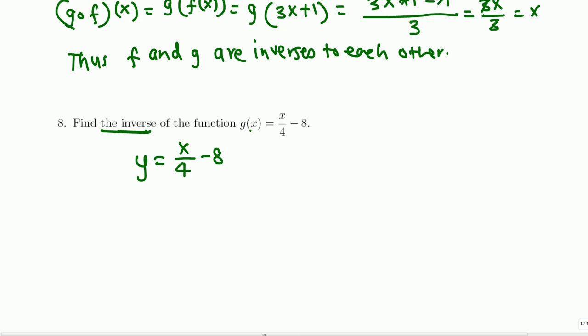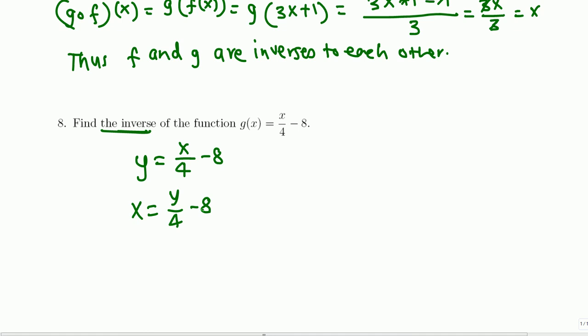Replace g of x, or f of x, whatever we have on this side, by y. In the next step, we switch x and y. In fact, we switch the roles of x and y. So this x becomes y and the y becomes x: x equals y over 4 minus 8. Next we solve this equation for y, so isolate y.